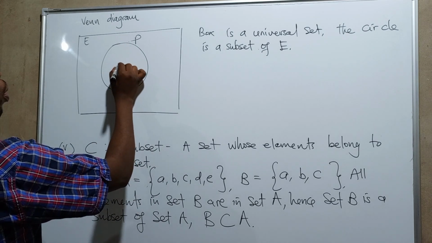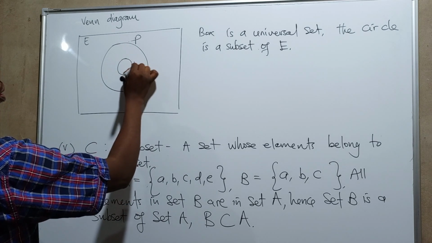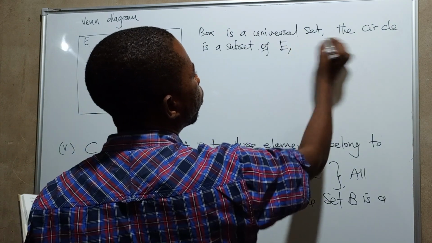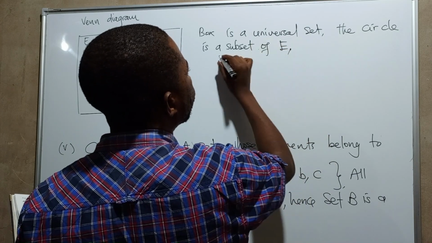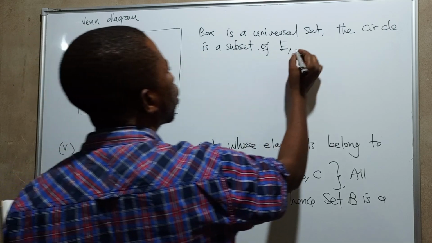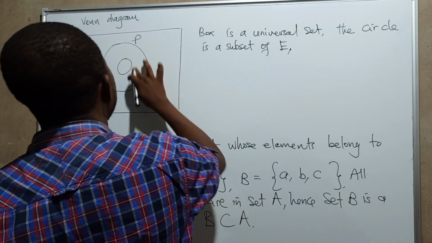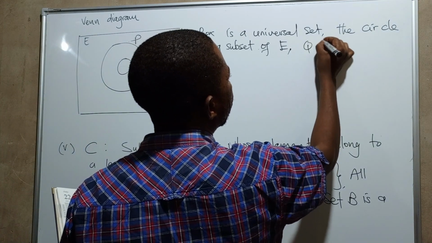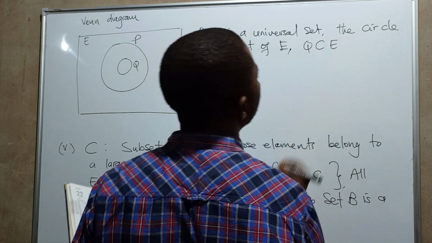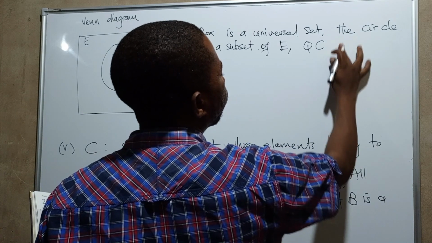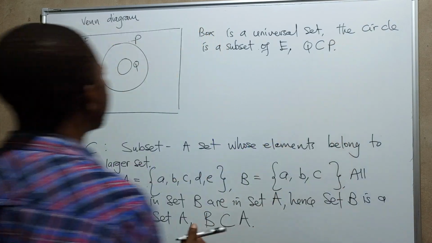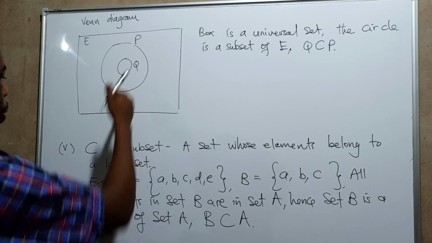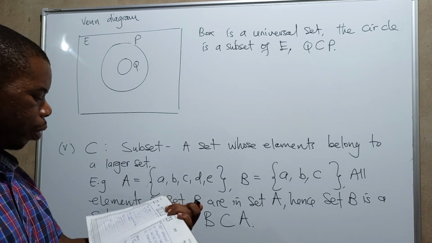If I were to write another set here, let me put this one as Q, for instance. I can say Q is a subset of E. Oh, not E, but P. Why? Because it is inside P. So that is how we can represent that.